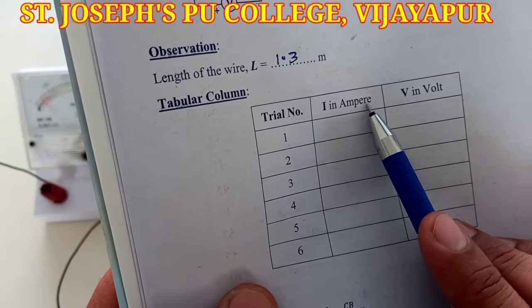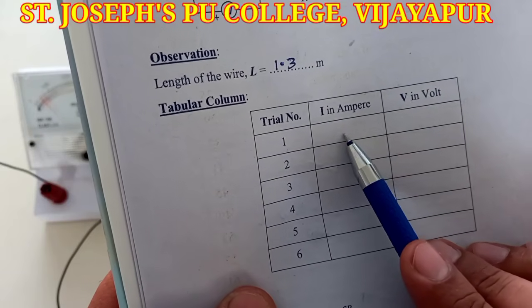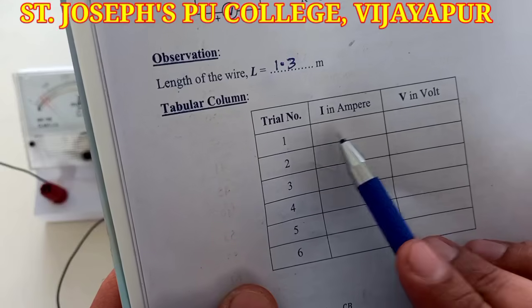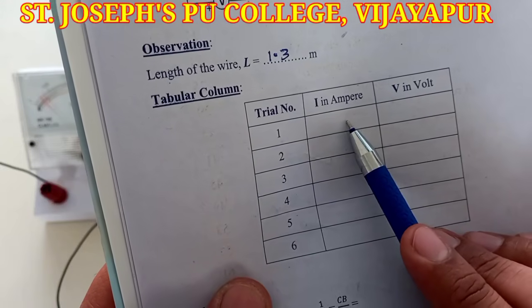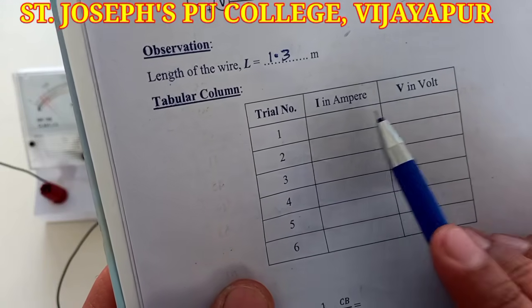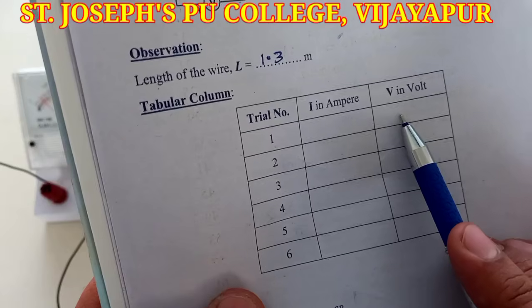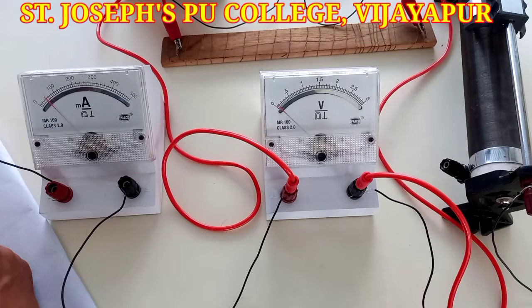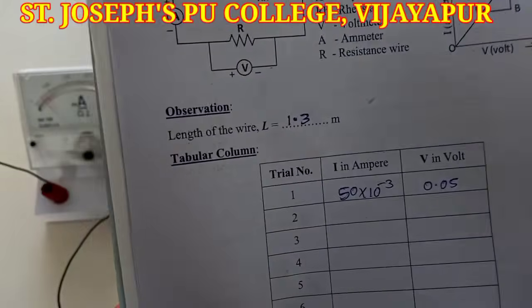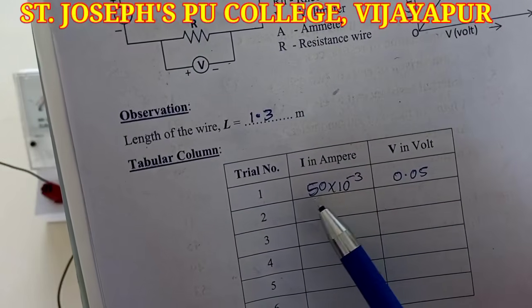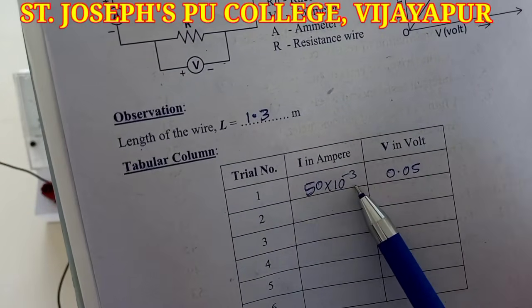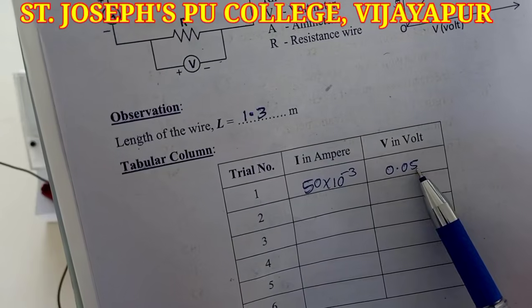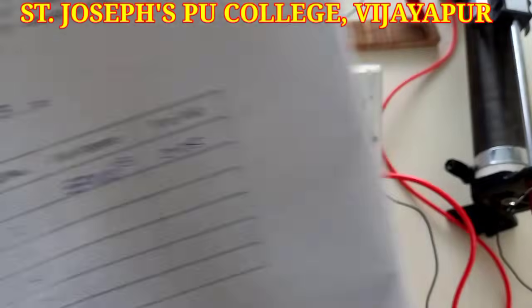Here the current is to be in ampere, so milli means 10 to the power of minus 3. So 50 into 10 to the power of minus 3. Here V is 0.05 volt. I hope that's clear. So trial number 1: 50 into 10 to the power of minus 3, and V is 0.05 volt.